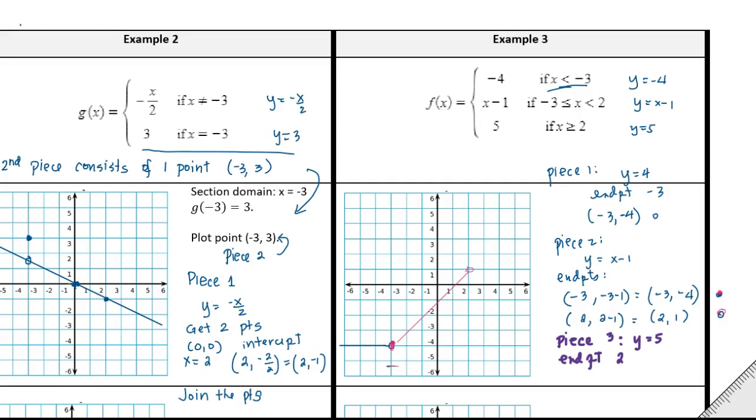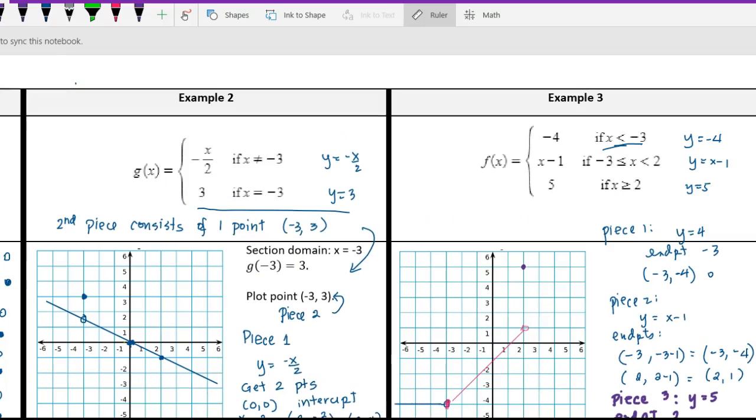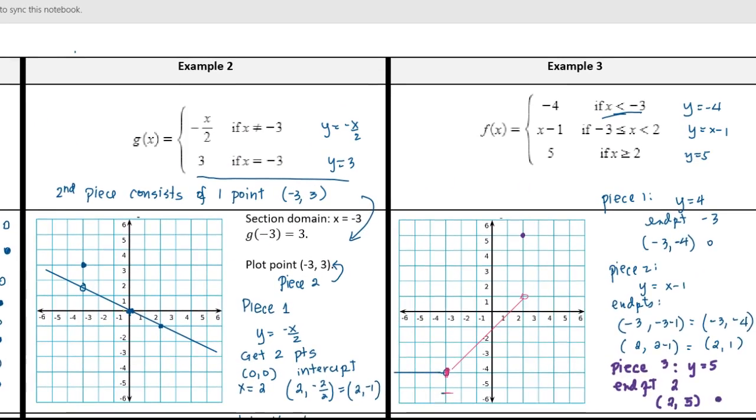So for piece 3, it's another horizontal line, y equal to 5, and the point of the domain is 2, so we get the point 2, 5 on the graph.